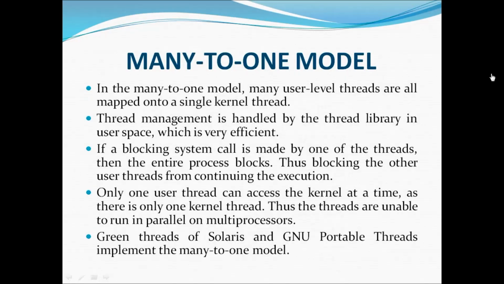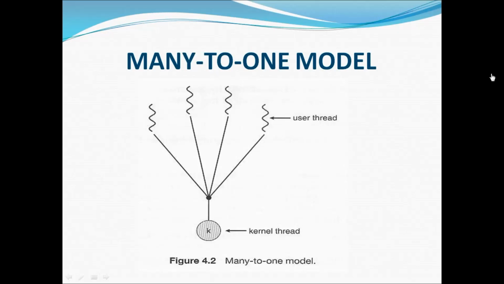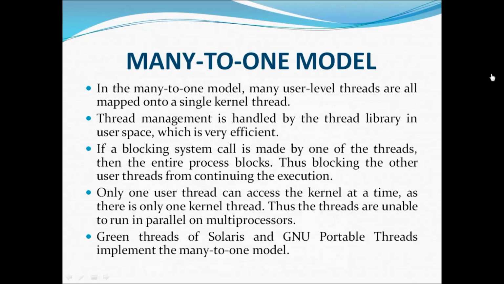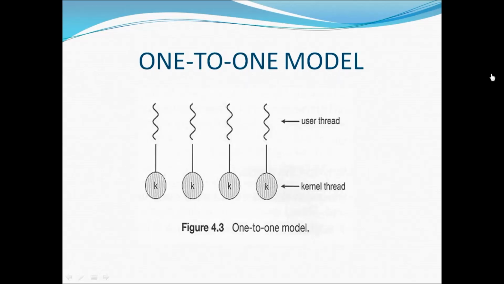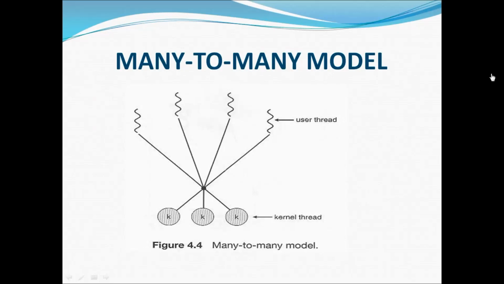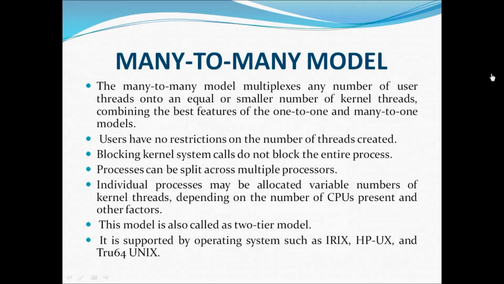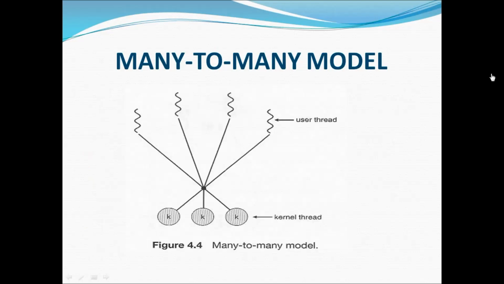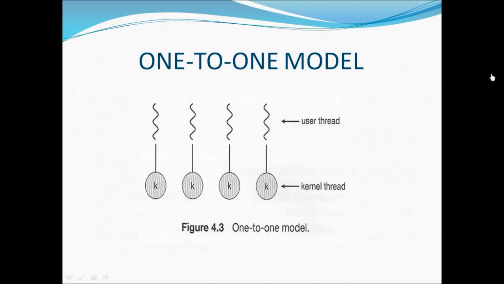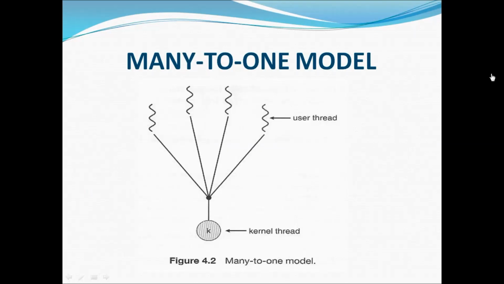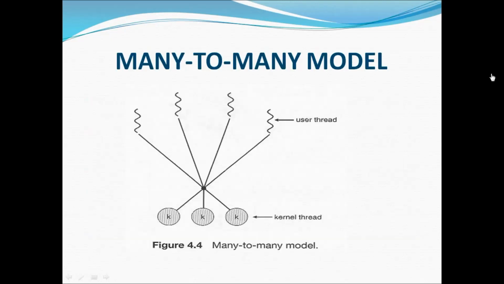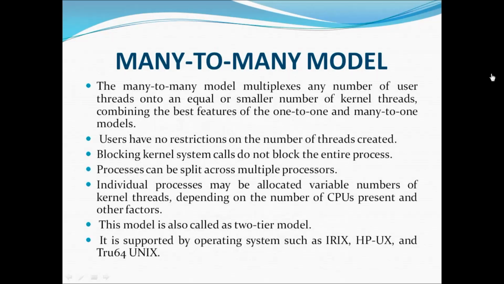Don't get confused. In many-to-one model, multiple user threads will have only one kernel thread, but in one-to-one model, one user thread will have one kernel thread, but in many-to-many model, one user thread can have many kernel threads. Understanding, guys? So you can allocate more number of kernel threads to a single user thread. It is possible in this many-to-many model. In many-to-one model, multiple user threads but only one kernel thread. Understood the difference? Right. And one more important thing, this model is also called as two-tier model.